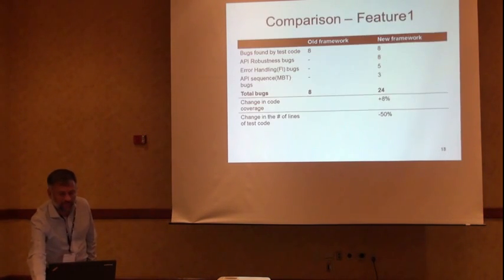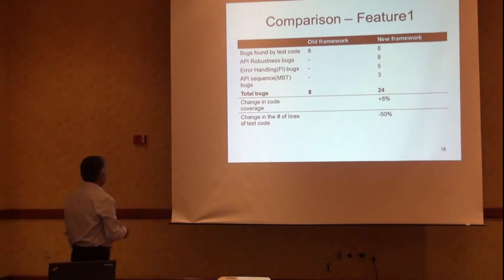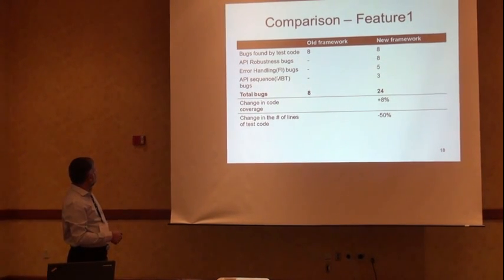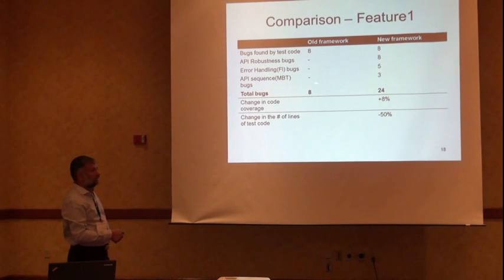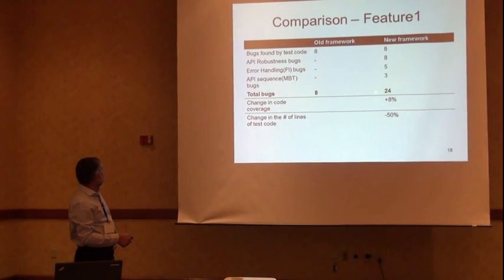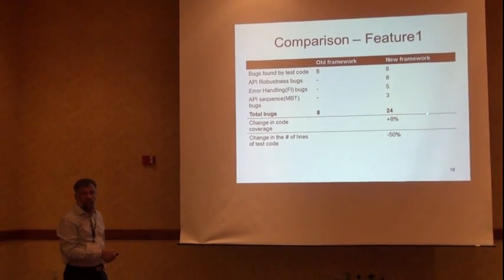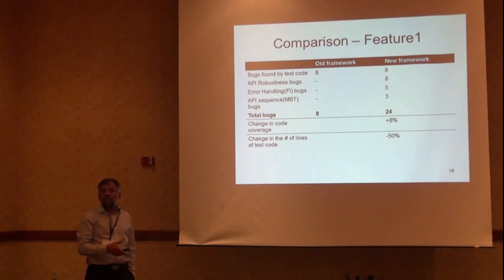In fact, I wouldn't know the implementation of those components. For the first feature, with the old framework, there were 8 bugs found, and when we invoke the new one, we actually see that they have API robustness bugs, these fault injection bugs, and then sequencing bugs. Obviously we found a lot more faults using the new framework, and it's not that we used any more effort on it. It's the capabilities provided by the framework that were pretty valuable, and these pretty much come for free if your framework has all these capabilities.